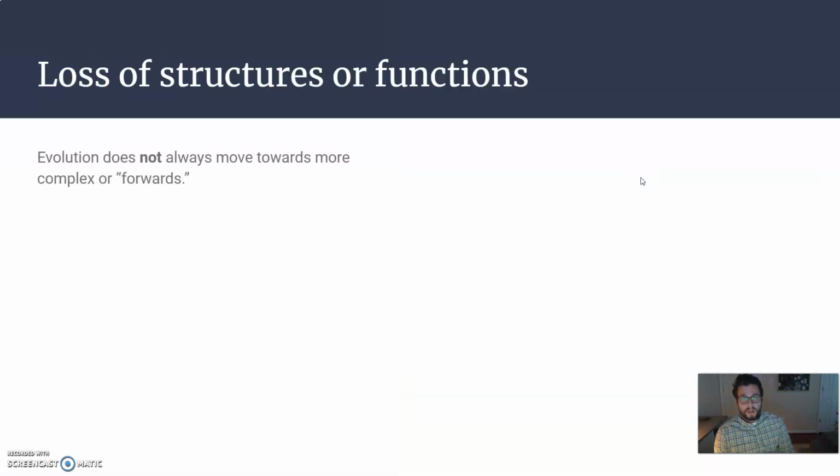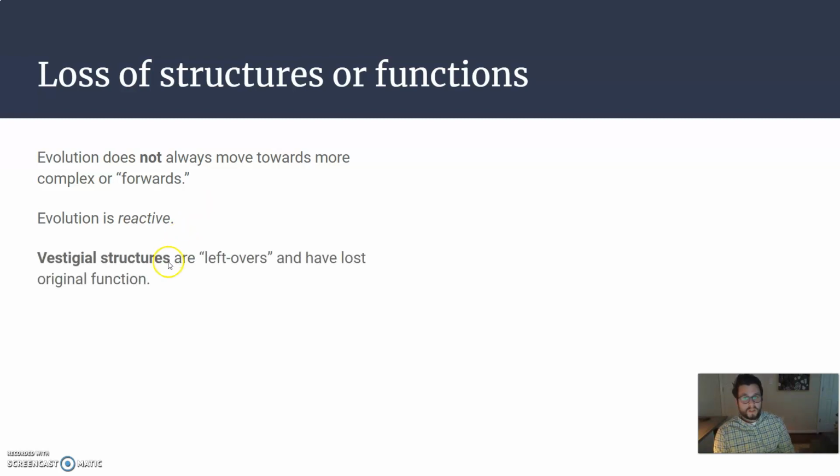And structures can be lost. So evolution doesn't always move forward. It's not always moving towards the more complex. That's a general trend, but it doesn't always work like that. It's more reactive. It's not proactive in let's try to get these organisms to fly or let's move towards swimming. So a vestigial structure is a leftover structure. A regressive trait is when it has lost the function. So you could lose the structure or you could lose the function.